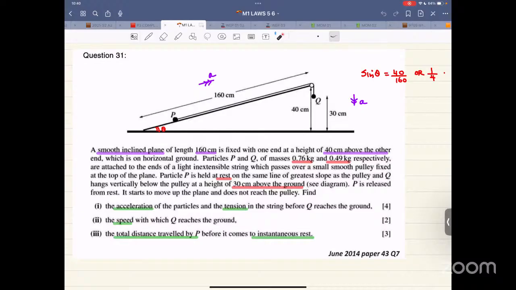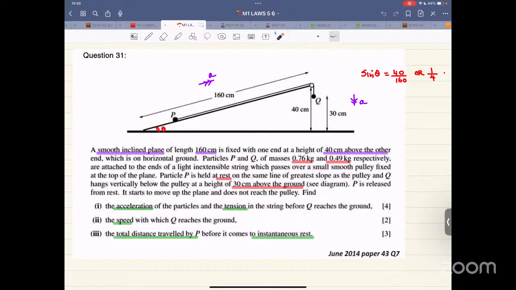So now it says a smooth inclined plane of length 160 centimeter is fixed with one end at a height of 40 centimeter above the other. So now some basic trigonometry can be used: the sine of theta is 40 over 160, so sine theta is 1/4. And the particles have their masses. A small smooth pulley, at rest, and then it says 30 centimeter above the ground, released from rest, and so on.